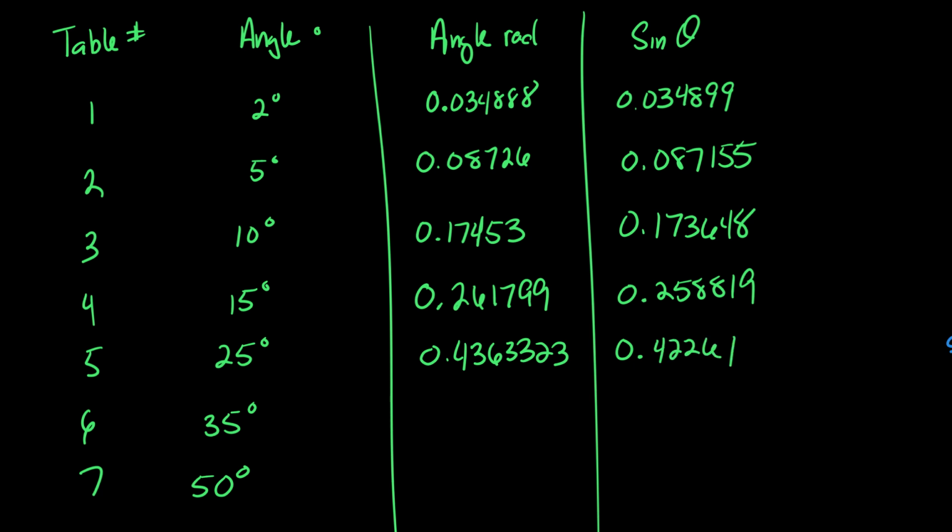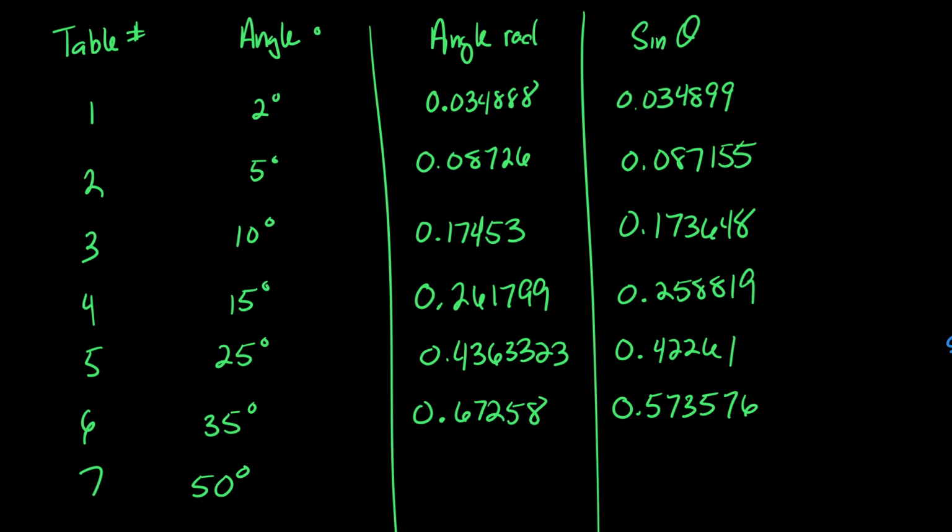Table 6, 35 degrees. The sine is 0.573576. And 35 degrees to radians? I know it's not right. I'm giving you a hint where to start. 0.67258.